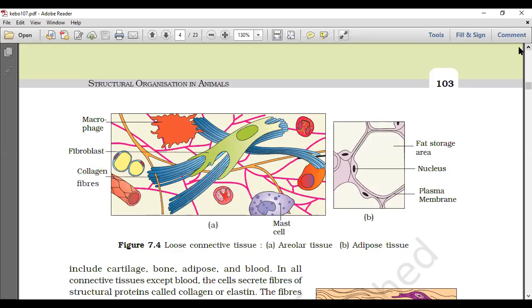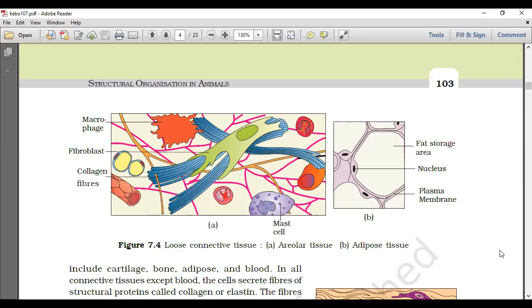You can see the collagen fibers here. They are secreted from the fibroblast cells. You just need to watch the diagrams, as we will get them without labeling. If this diagram comes, they will ask you to recognize what it is, such as adipose tissue, and we need to recognize it like this.